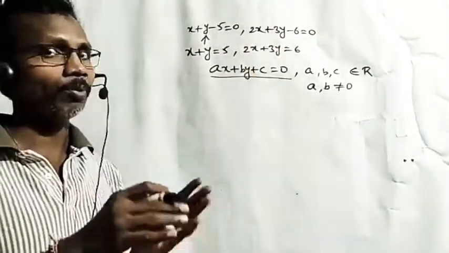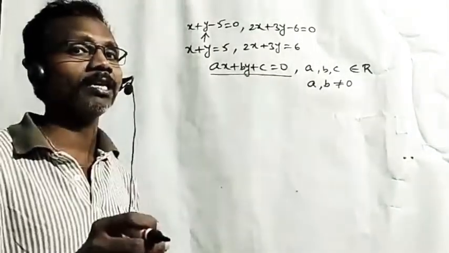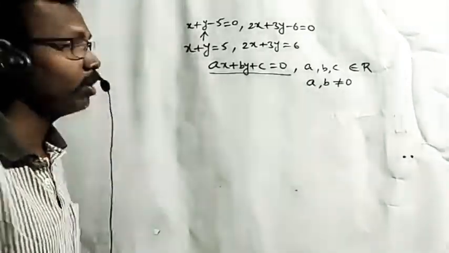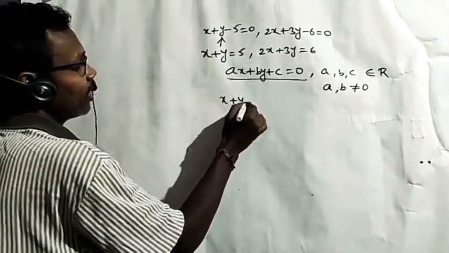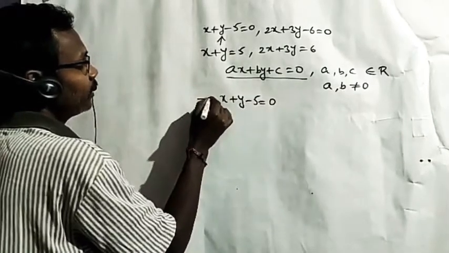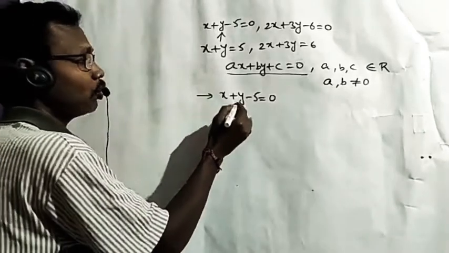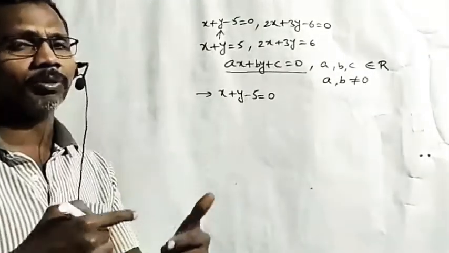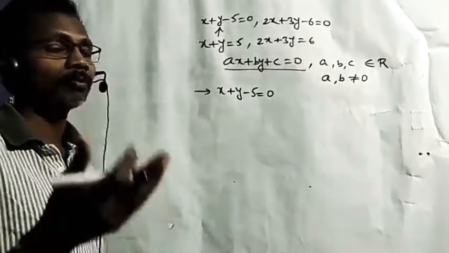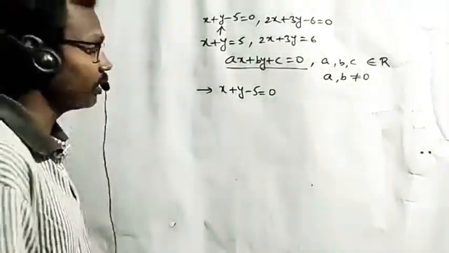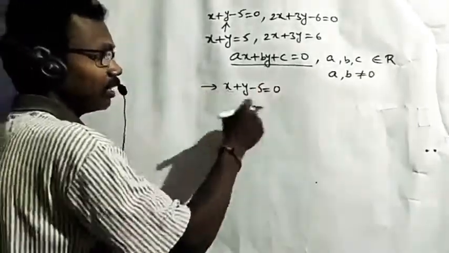Now we are going to see how many solutions a linear equation in two variables will have. Let us take this as the example: x plus y minus 5 is equal to 0. What should be the x value and what should be the y value? The values should be there simultaneously. We cannot say that the x value is this and after some time the y value will be this. Simultaneously, x and y values should be there so that they satisfy this equation.